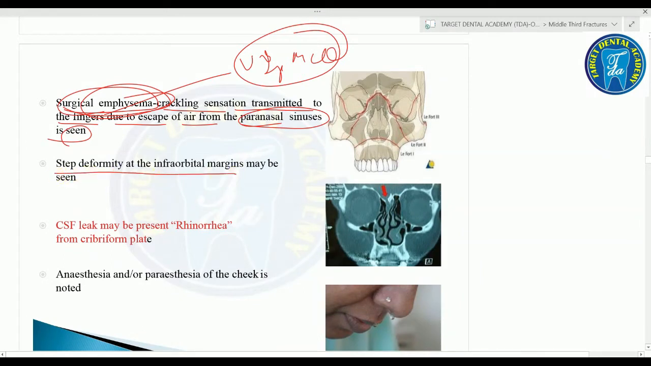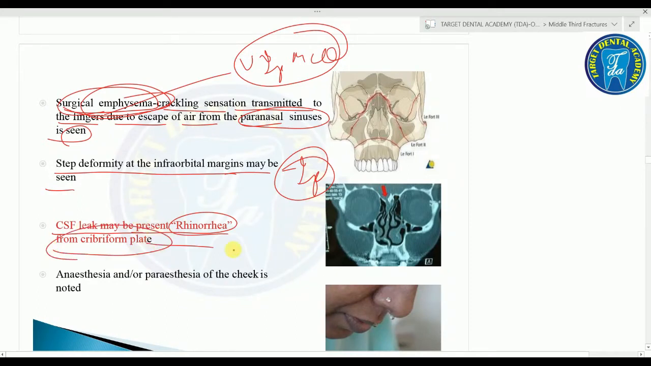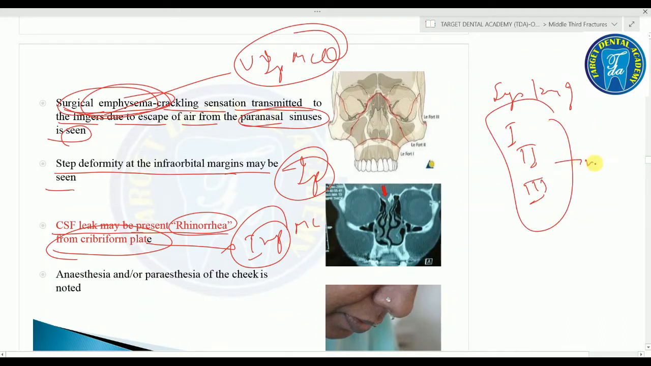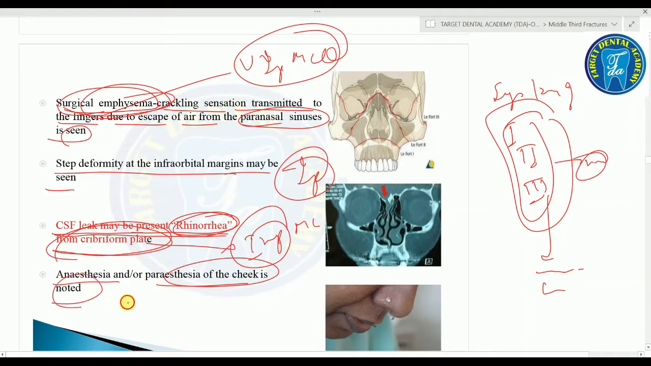There is a step deformity at the infraorbital margin that may be seen. Important. The CSF leak may be present, which is called rhinorrhea, and it is from the cribriform plate. Important for your MCQ. I am telling this again that all the signs and symptoms of Le Fort 1, Le Fort 2 and Le Fort 3 fractures are very important. Only these are the questions which are commonly asked in your competitive exam. So CSF leakage may be present, which is called rhinorrhea, and it is from the cribriform plate. The anesthesia or paresthesia of the cheek is very well noticed.